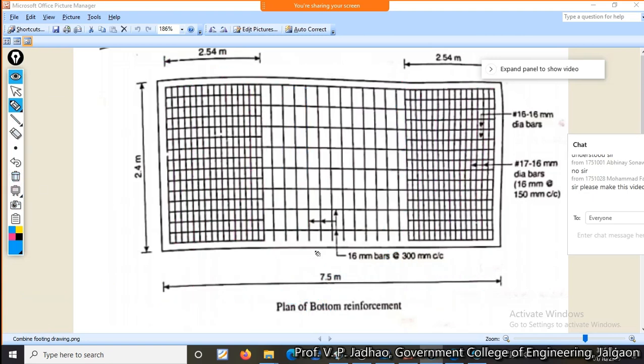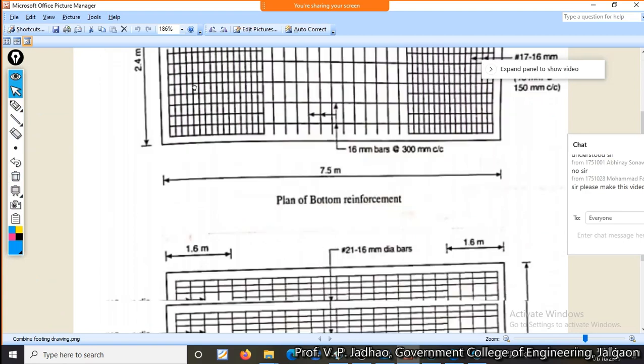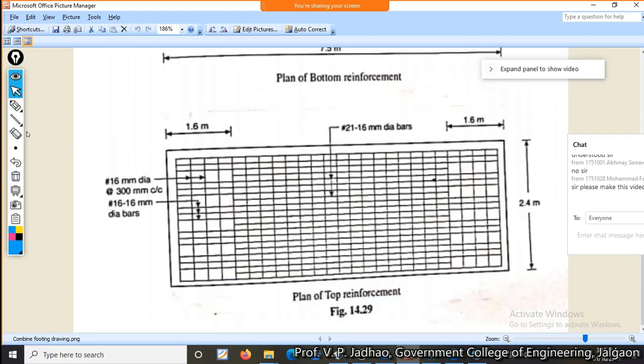Now we have to find out the reinforcement at the top face in the transverse direction. At the top face there will be no negative bending moment, because the bending moment we are considering for the transverse direction is like this. Tension is here, and compression is here.